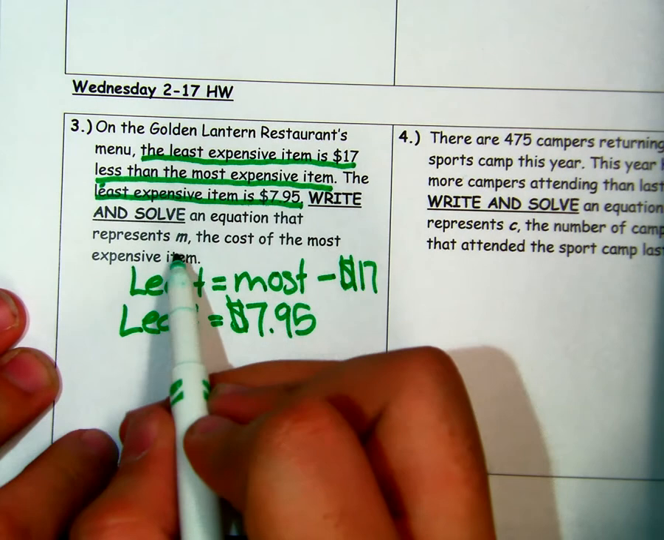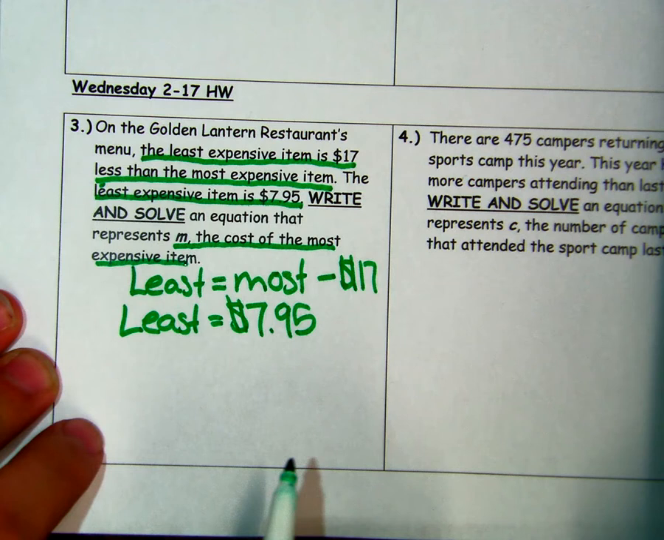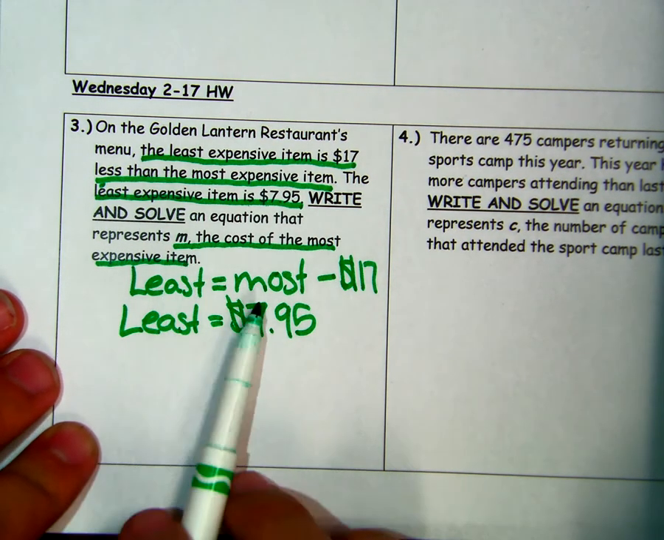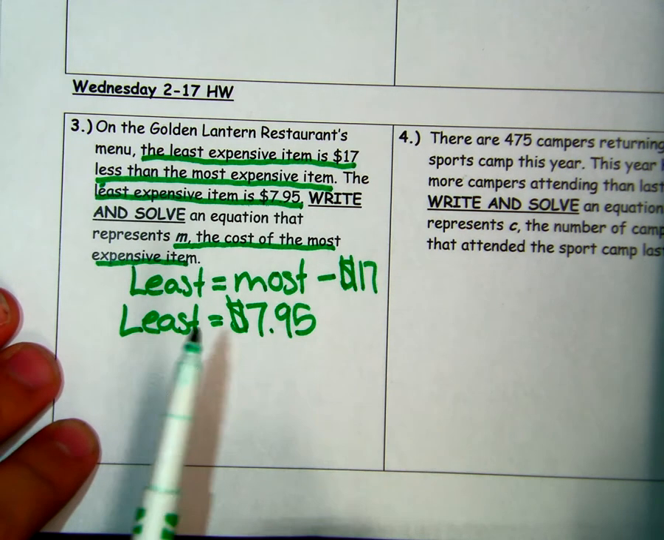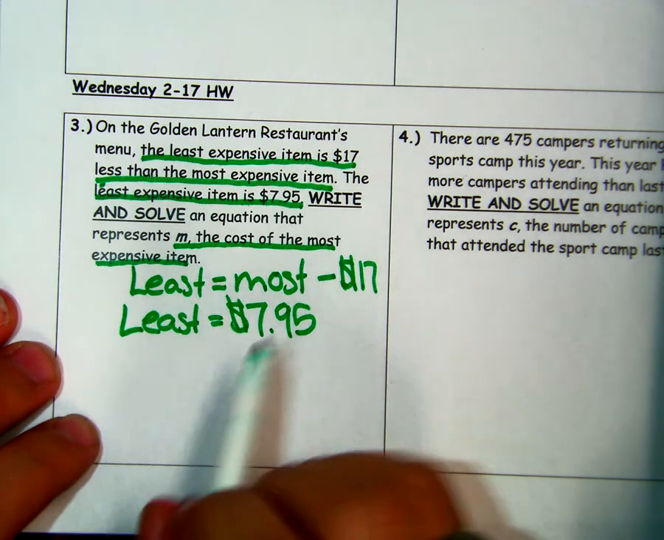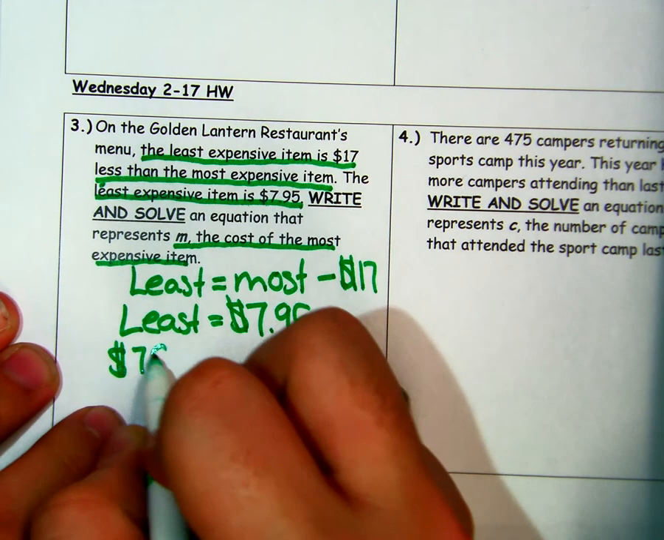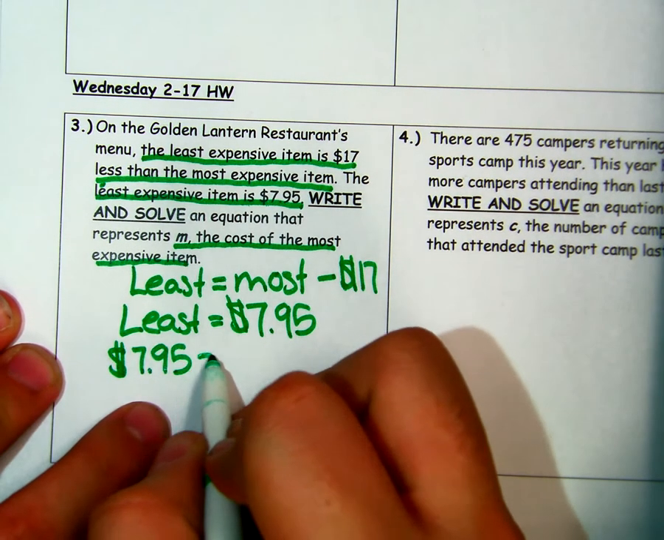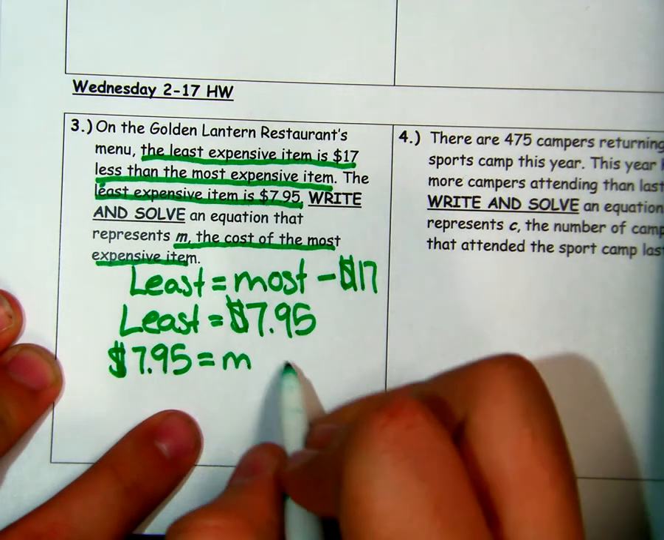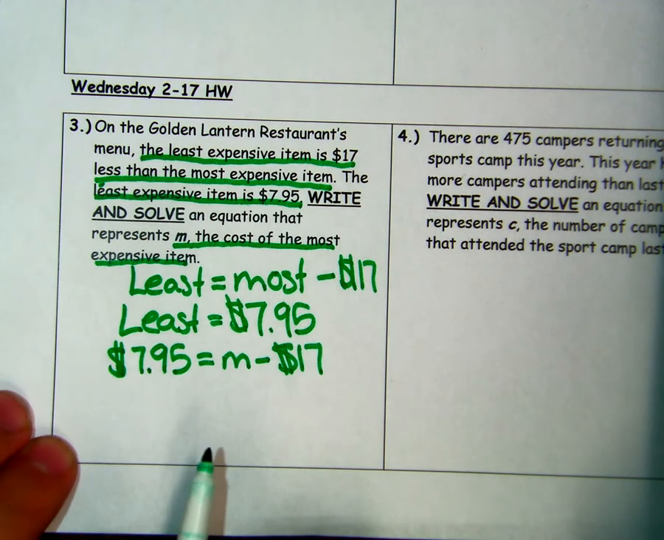The last piece of information that I need is the variable, which is M, the cost of the most expensive item. So when I replace the word most here, I'm going to replace that with the letter M. That way we can complete our equation. So in order to build my equation, I'll take all this information and put it all together. I know that the least expensive item is $7.95. So that's getting put in place for the least expensive item. We said we're replacing the word most with the variable M. And then we said earlier that we need to subtract $17 in order to figure that out.